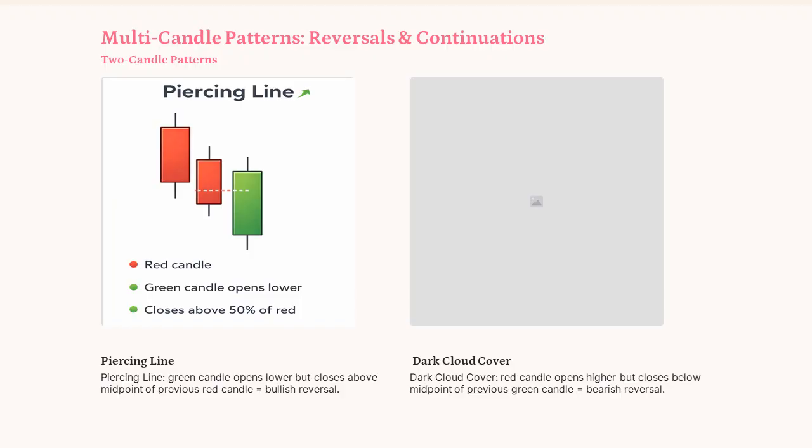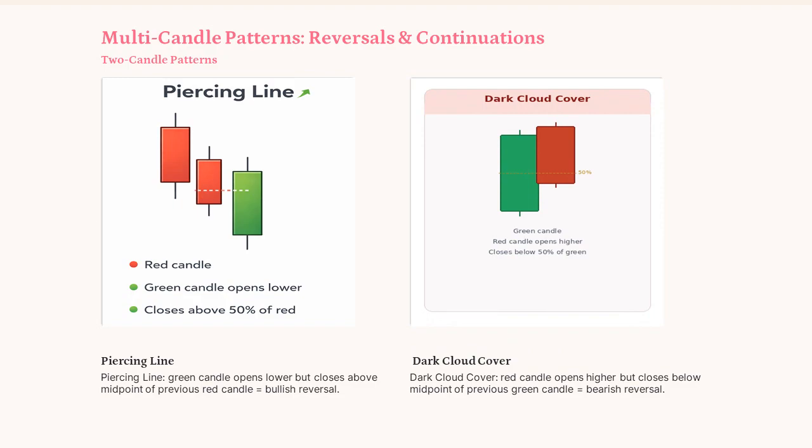candle's body. The psychology is critical. The fact that price opened lower shows that bears were still in control at the start of day 2. But the fact that it closed above the midpoint of the previous candle shows that buyers completely overwhelmed them. The deeper the second candle closes into the first candle's body, the stronger the signal. A close above 70% is even more bullish than 50%.